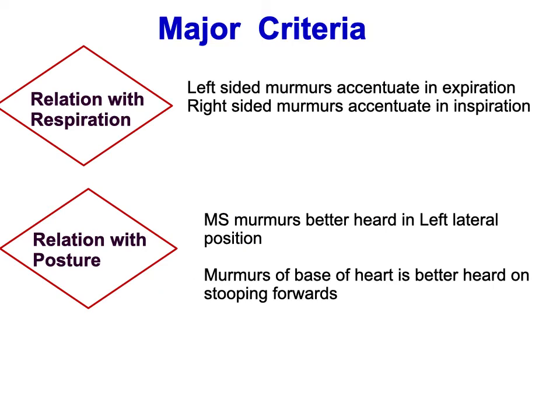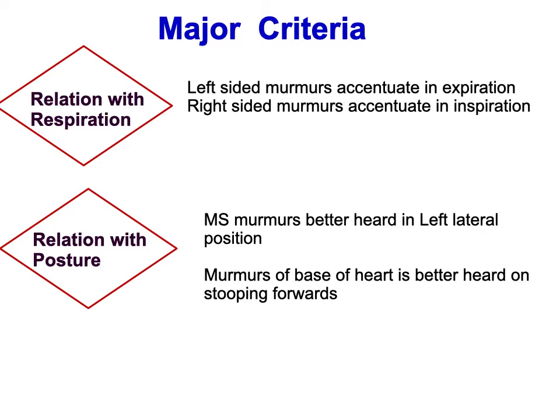When you compare the relationship with respiration, you just follow the hemodynamics. During inspiration, what happens? Interpleural pressure is negative, so more blood flows into the right atrium, the right side of the heart, and the right side of the heart gets slightly more blood than the left side. So right-sided murmurs accentuate during inspiration. This is almost a gold standard rule. Whereas left-sided murmurs accentuate the reverse, during expiration.